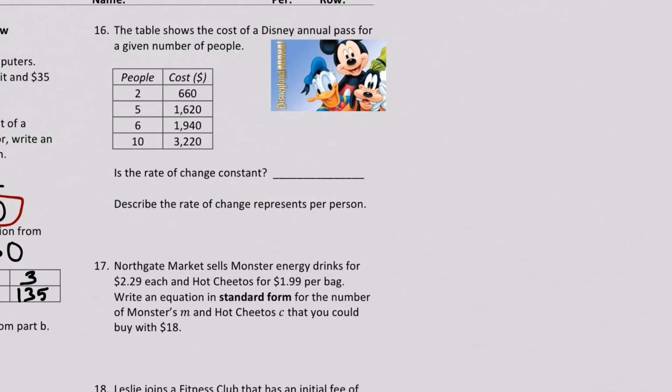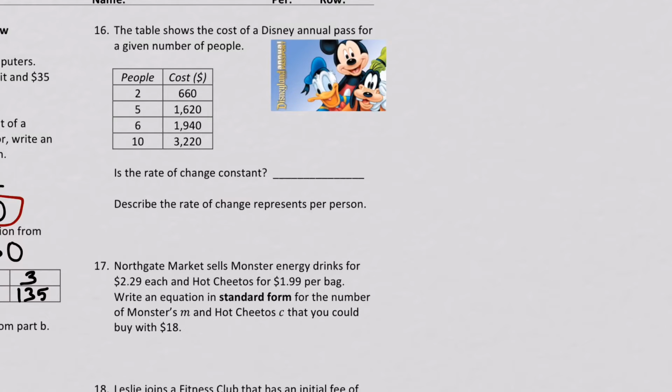Okay, here we go. Number 16. The table shows the cost of a Disney annual pass for a given number of people. Okay, so here's a table. For 2 people, it costs $660. For 5 people, $1620. For 6 people, $1940. For 10 people, $3220, and so on. Okay. First question: is the rate of change constant? When they ask you that question, find the rate of change and see if it's the same everywhere in this table.